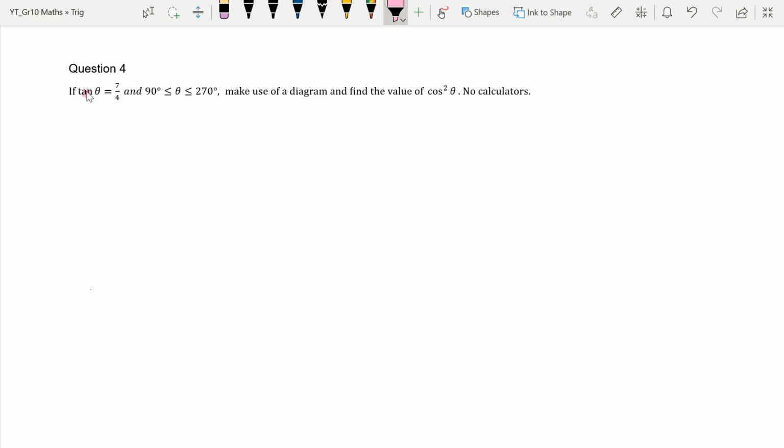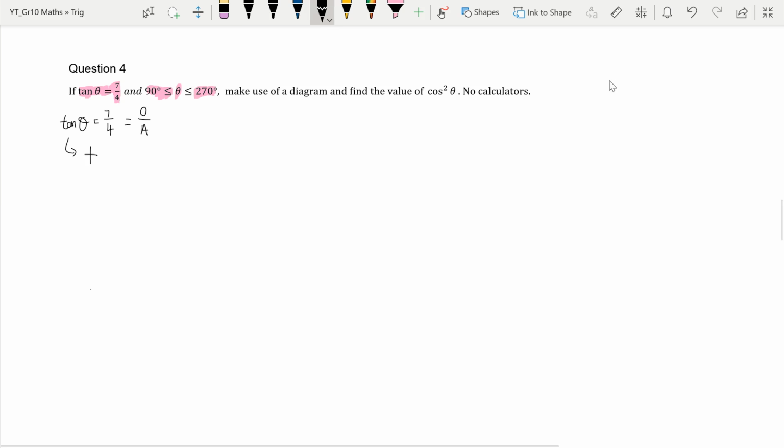They give us that if tan theta is equal to 7/4 and theta is bigger than 90 and smaller than 270. So theta is between 90 and 270. Okay, so there are our 2 pieces of information. From this one, tan theta is equal to 7/4. Well, we know that tan is equal to opposite over adjacent, so we already have that information there. We can see that our tan ratio is positive.